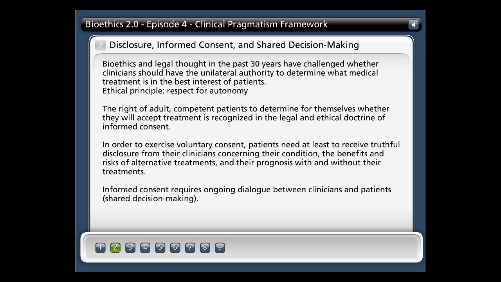In order to actually exercise voluntary consent, patients need at least to receive truthful disclosure from their clinicians concerning what their condition is, the benefits and risks of alternative treatments, what their prognosis is, both with and without treatments. Informed consent requires ongoing dialogue between clinicians and patients. This is known as shared decision-making.